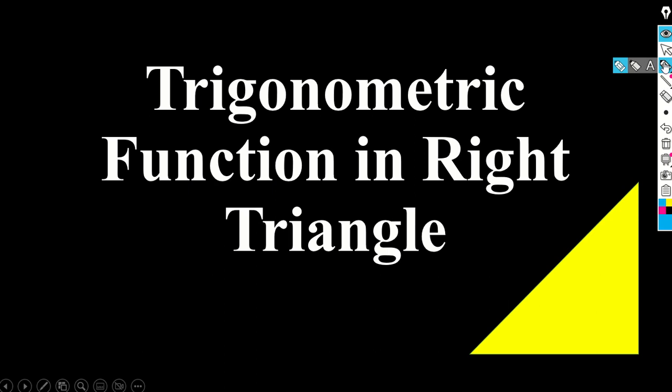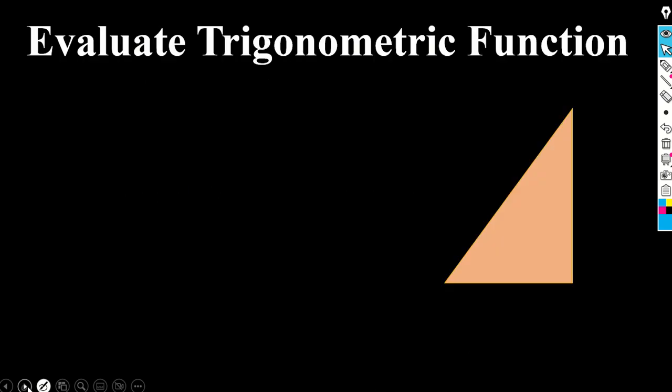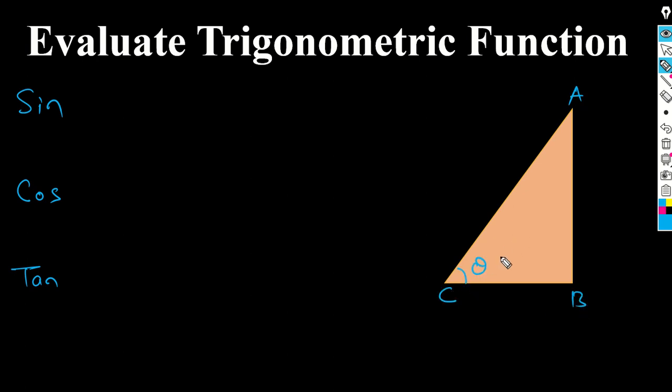Hi everyone, in this video we will talk about trigonometric functions in a right triangle. We have certain types of trigonometric functions, out of which let's discuss the first three: sine, cos and tan. Let's give this triangle the name A, B, C, and let's take this angle as theta.